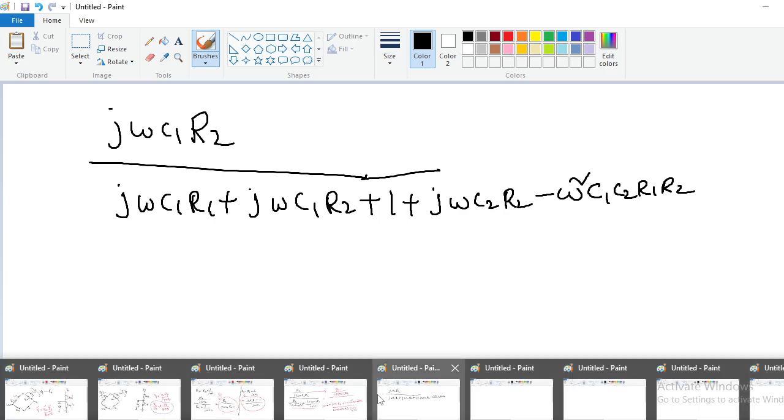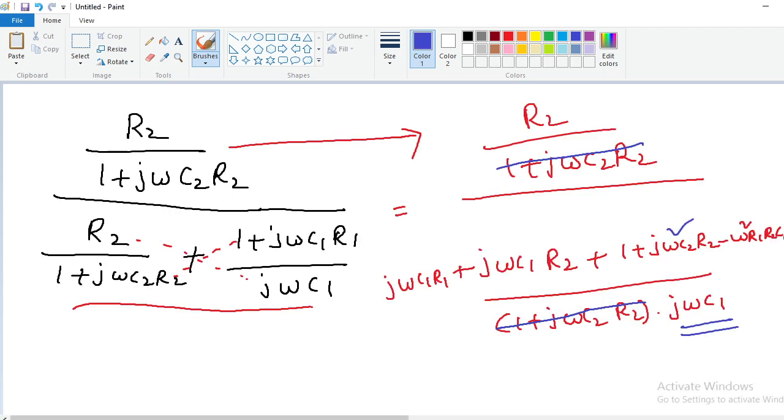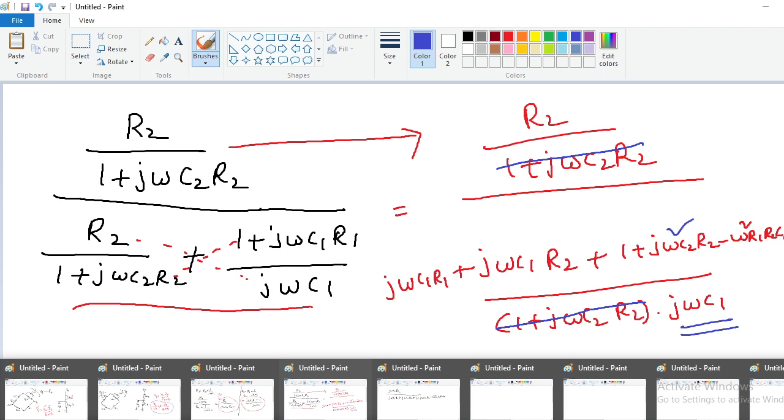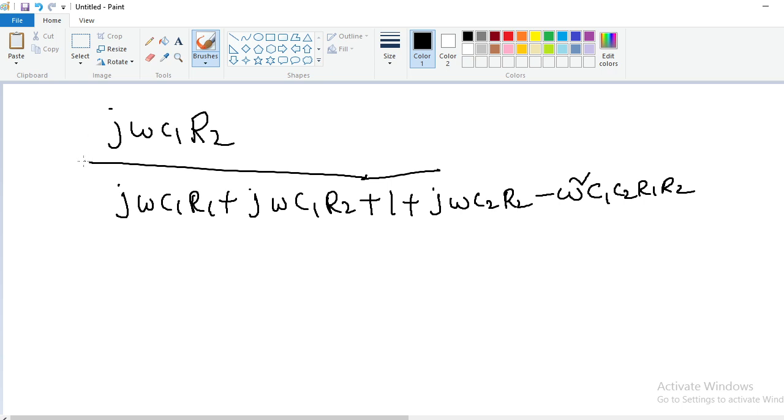So this is about beta. Okay. By simplifying this equation, we'll get this equation. This is equal to beta.